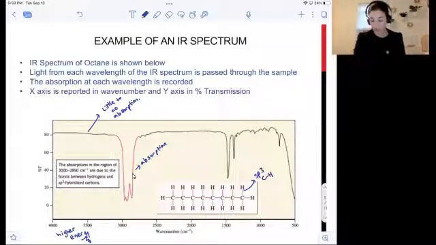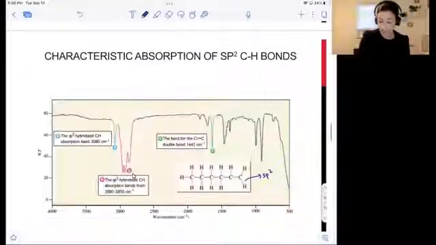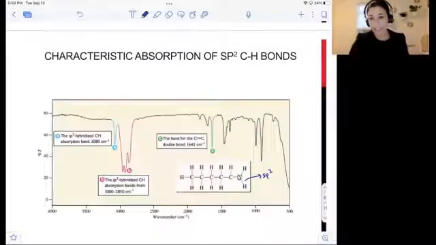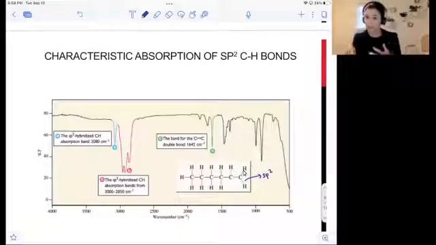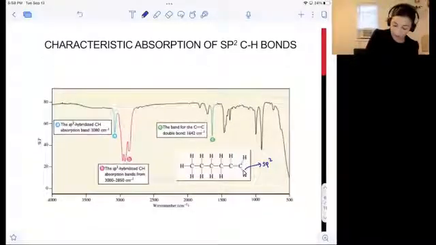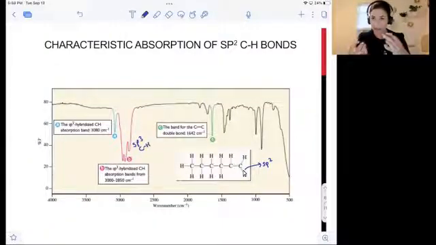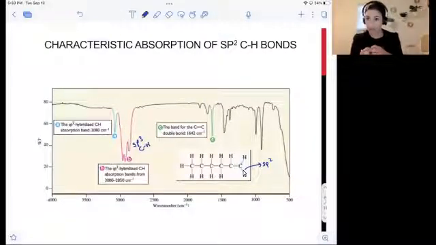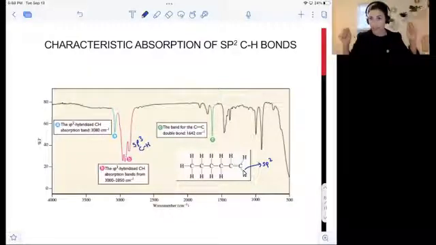We can also take a look at a molecule which contains an alkene, which has sp2 carbons connected to each other. And this particular alkene does have sp2 C-H bonds. If you come over to 3,000, you still see the absorbance between 2,800 and 3,000 for the sp3 C-Hs. Those sp3 carbon hydrogen bonds are absorbing energy in that region and using it for their stretching.